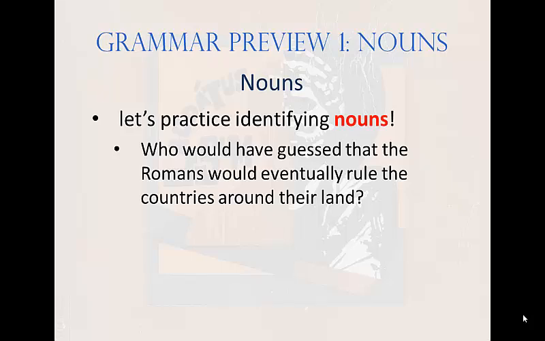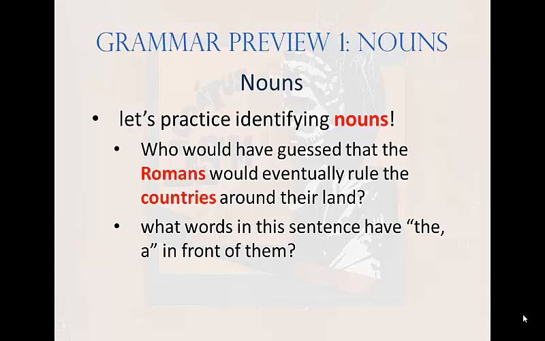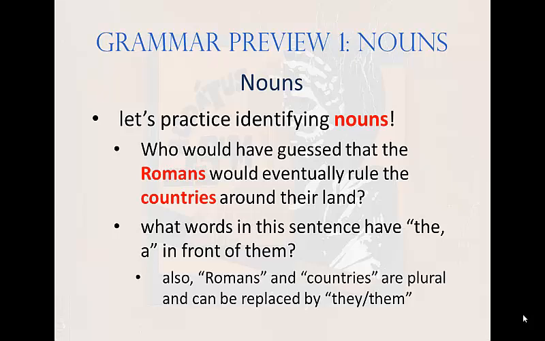So let's start with a simple question. What words in this sentence have the or a in front of them? Those have to be nouns. I don't see any a's at all. But there are 2 the's, the Romans and the countries. Both of those must be nouns. Just to be safe, let's apply the other rules. Both are also plural and could be replaced by they and them. Who would have guessed that they would eventually rule them? Romans and countries are definitely nouns.